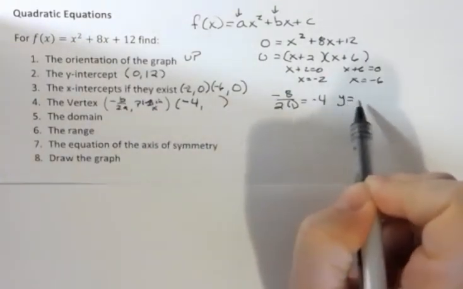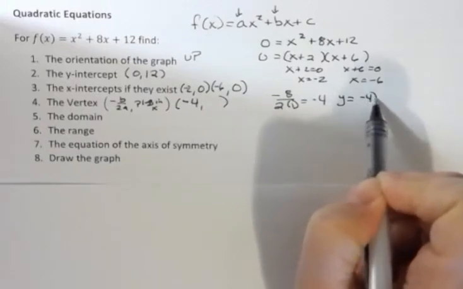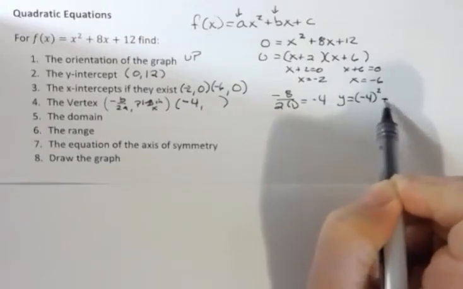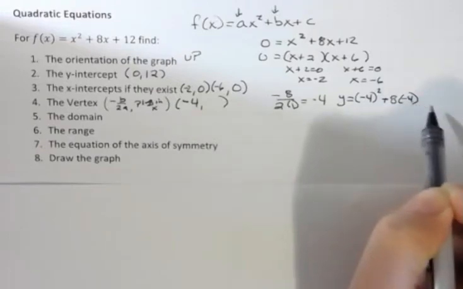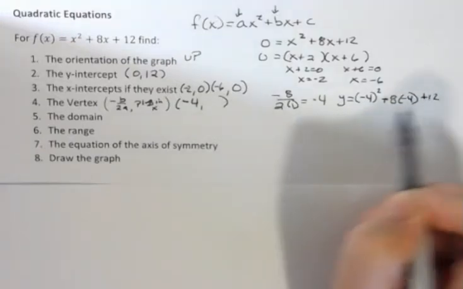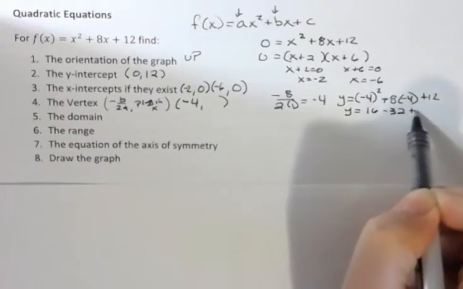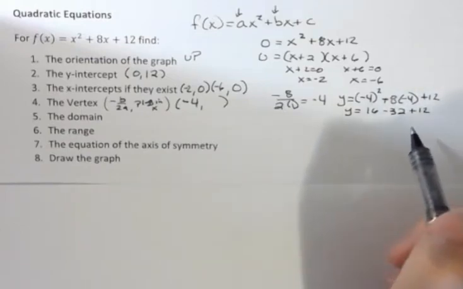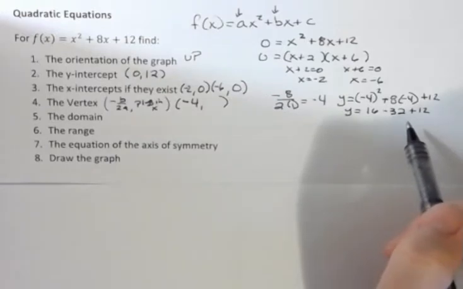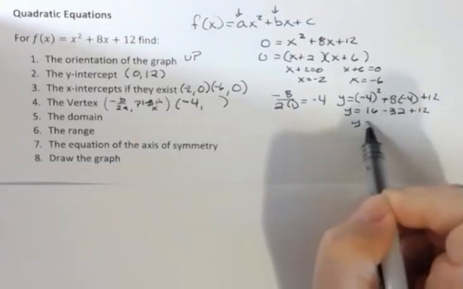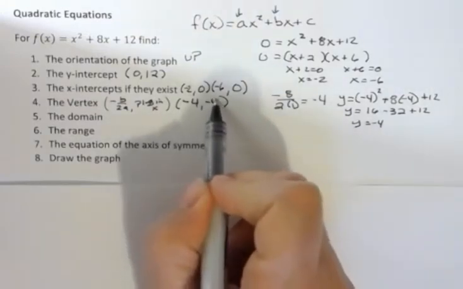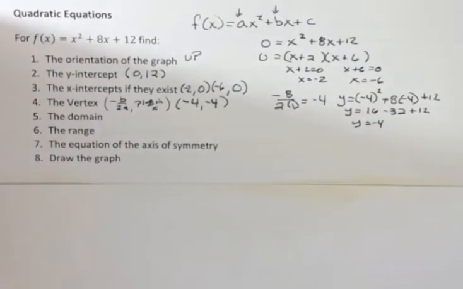So y equals negative 4 squared plus 8 times negative 4 plus 12. And that would be 16 minus 32 plus 12. So is that right? Negative 16 plus 12 is negative 4. So we get negative 4 there. And of course you can do that in your calculator off to the side on paper or whatever.